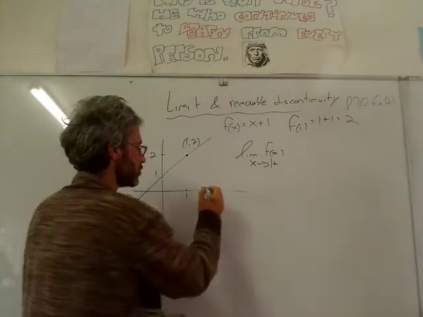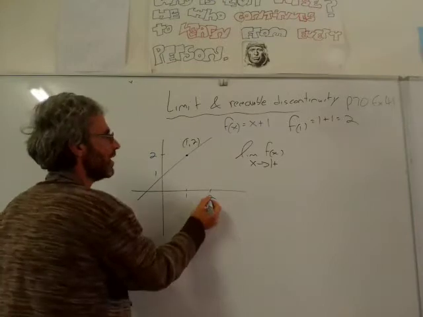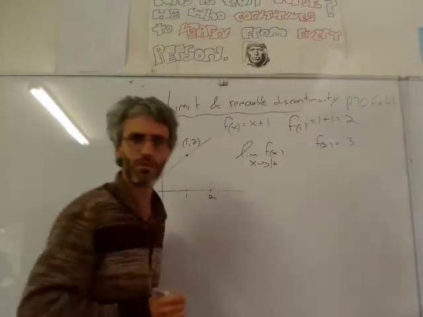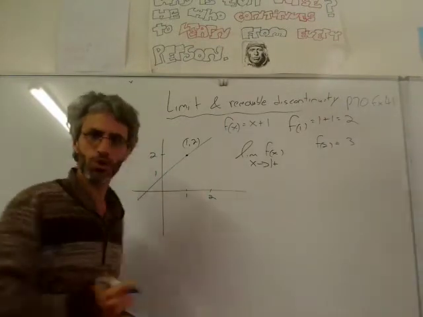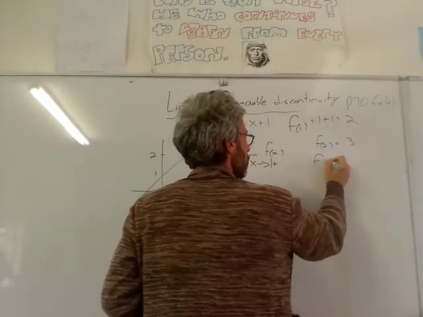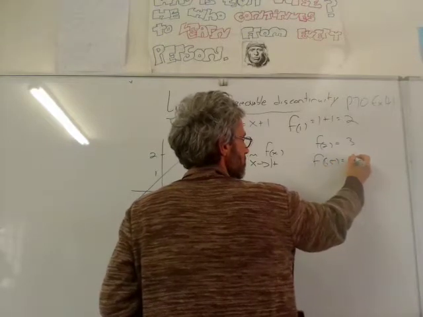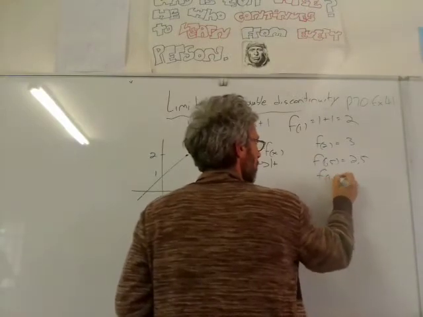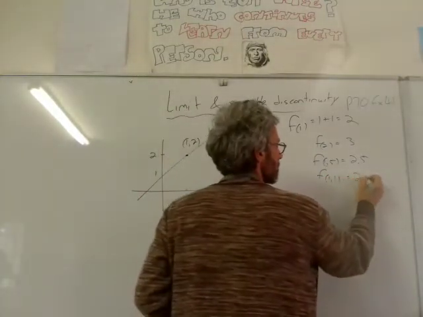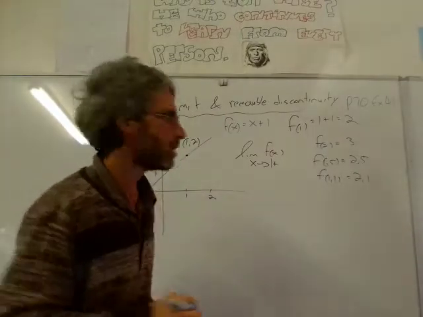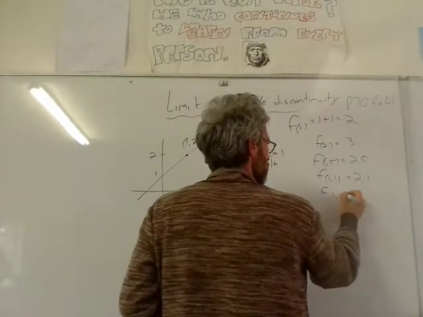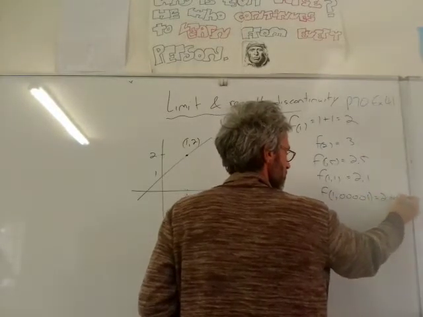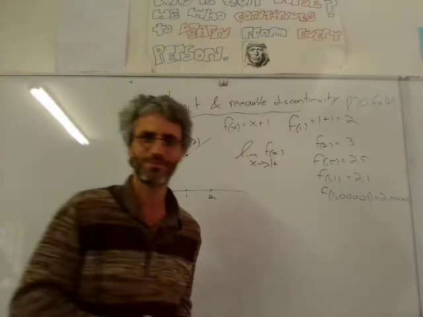So let's start with 2. If x equals 2, f of 2 is 2 plus 1, which is 3. Now let's get a bit closer to 1. f of 1.5 is going to be 2.5. f of 1.1 is 1.1 plus 1, which is 2.1. I'm just adding 1. f of 1.0001 will be 2.0001.